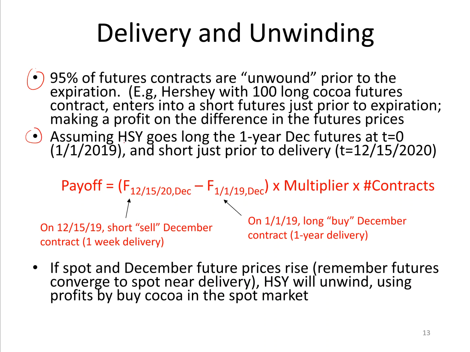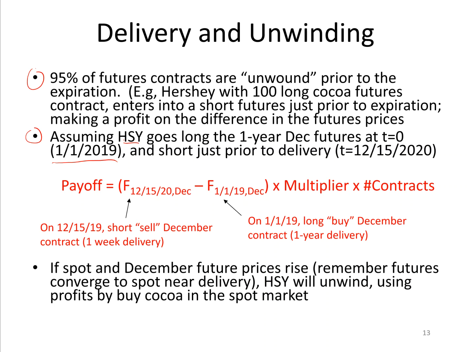Assuming Hershey, stock symbol HSY, goes long the 1-year December futures contract on, say, 1/1/2019, January 1st, 2019, and they went long a December futures contract, which is about a year away. However, right before that contract matures at the end of December, they're going to take a short position in the exact contract in which they went long on January 1.